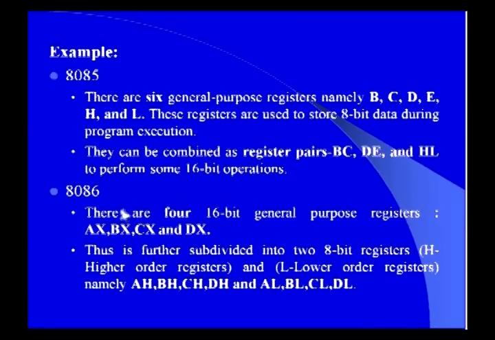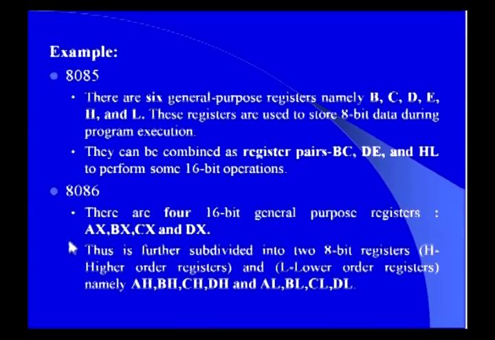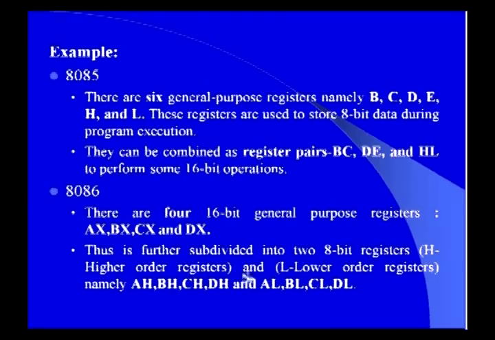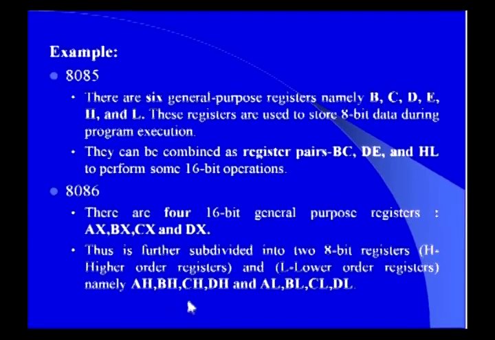In the case of 8086, there are 4 16-bit general purpose registers, which are AX, BX, CX and DX. These are further subdivided into 2 8-bit registers. H represents higher order registers and L represents lower order registers, which can be named AH, BH, CH and DH, as well as AL, BL, CL and DL.